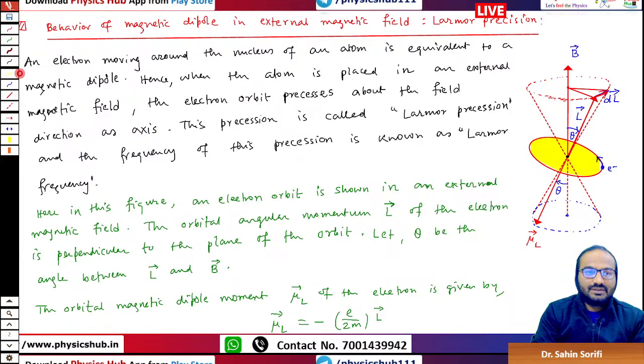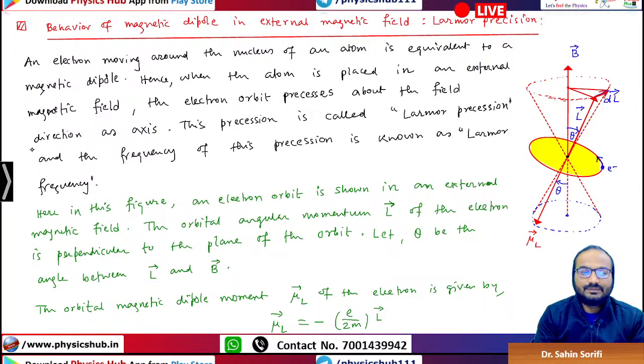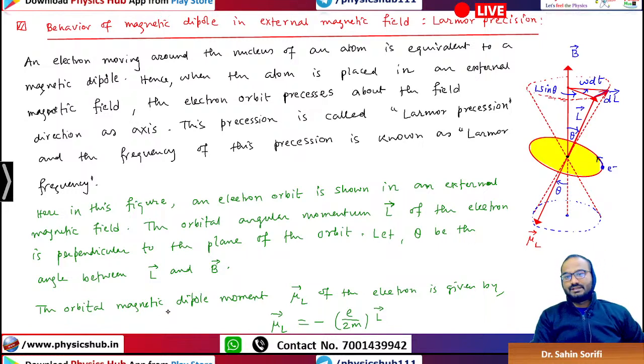Okay, so if this angle is theta, what will be this perpendicular? This portion will be your L sin theta because of this theta. Now let's say theta changed by some amount. We know the rate dL by dt. If the frequency is omega and it takes dt time, then this angle will be omega times dt. Omega is equal to d theta by dt, the rate of change of angle with time. So in dt time, d theta is equal to omega times dt. So that is why this angle is omega dt.